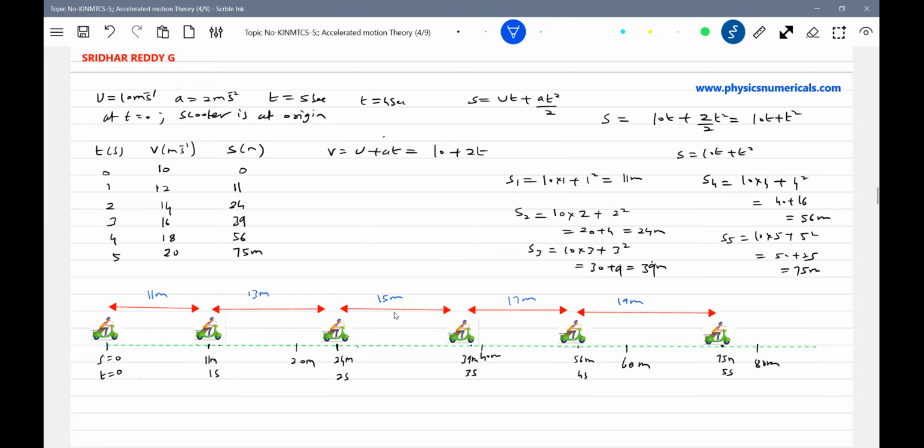Able to understand? In the first 1 second, it will cover 11 meters. Next 1 second, 13 meters. Next 1 second, 15 meters. The distance covered in equal intervals of time keeps on increasing. What is the duration of time? 1 second, you can see. On the other side, let me indicate the durations of time. 1 second, 1 second, 1 second, 1 second.